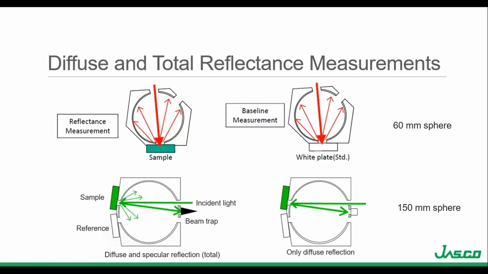In this 150 millimeter diameter sphere, the reference beam is parallel to the sample beam, shown on the left. So in order to remove any potential specular component, if you only want to measure the diffuse reflectance, a beam trap is added to the sphere to allow the specular component to exit the sphere, shown by that black triangle. So to measure the total reflectance of a sample, the specular component needs to be included, and then the beam trap is removed.